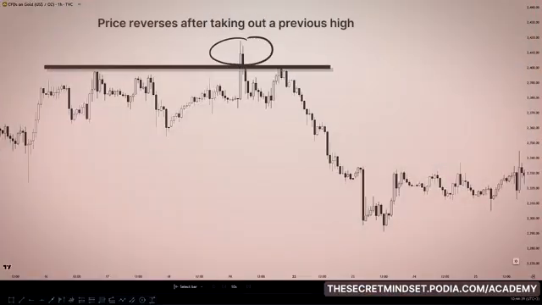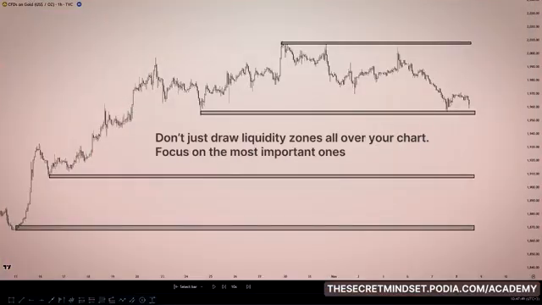You might notice that price often reverses after taking out a previous high or low. Or you might see that certain levels keep causing price to pause or reverse. And please don't just draw liquidity zones all over your chart. Focus on the most important ones. Too many zones can make your analysis confusing.